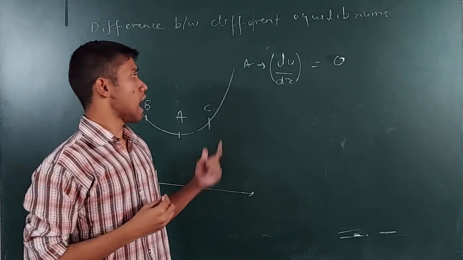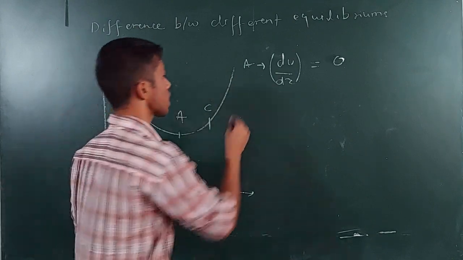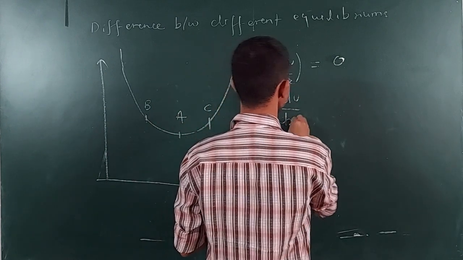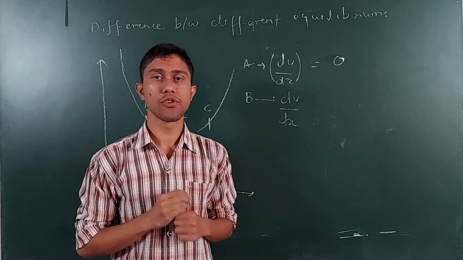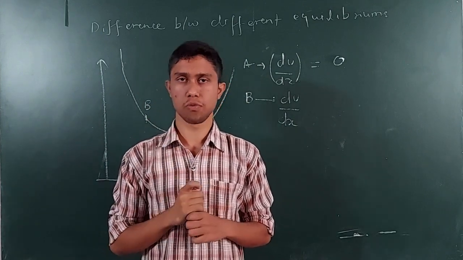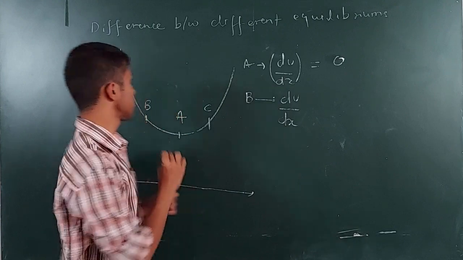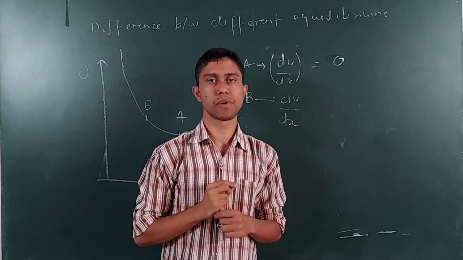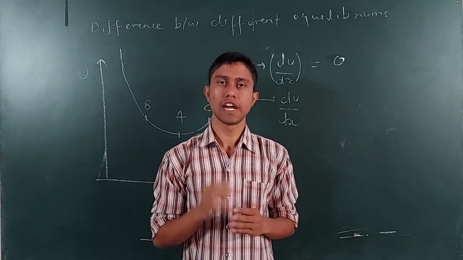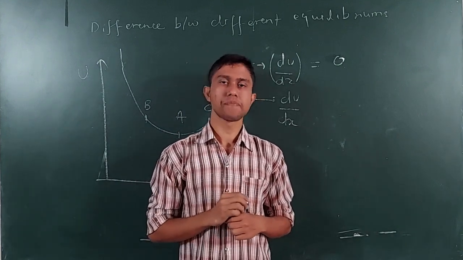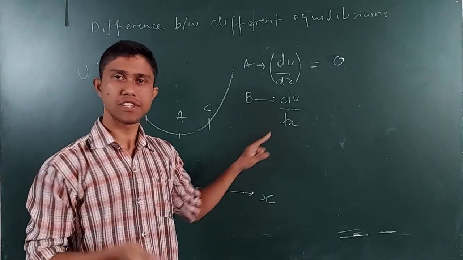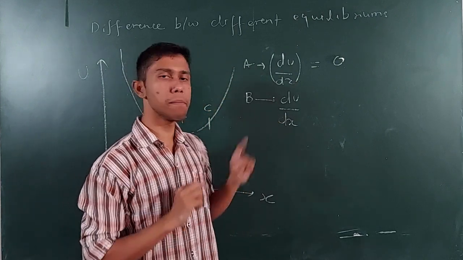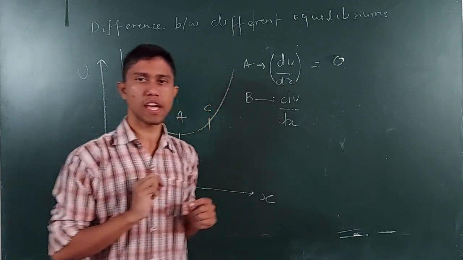Now again, I have a point B. So at B, tell me what is du by dx. How will we find du by dx for this point? I know du by dx is nothing but the slope, right? Because this graph is also a potential energy versus x graph. So the slope of this curve will be du by dx. If I have to find du by dx, in short, I have to find the slope at that particular point. So du by dx at point B means the slope at point B. And what is slope?